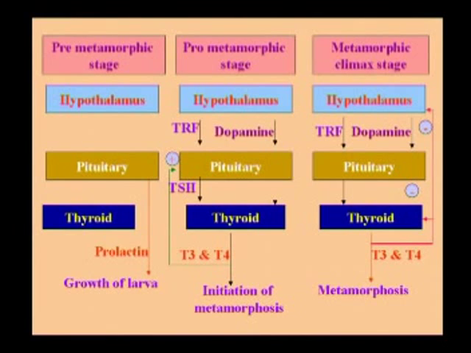So the signal given by the T3 to the hypothalamus, and also to the thyroid gland, is called a negative feedback mechanism. So the larva is transformed into an adult during the climax stage. Within a short duration they transform into an adult frog.